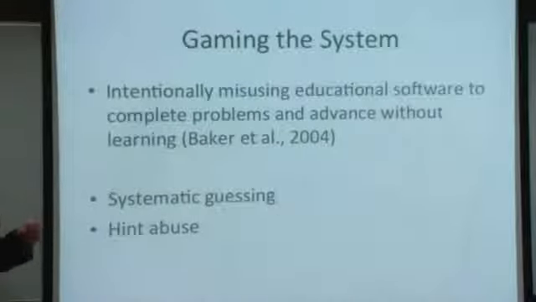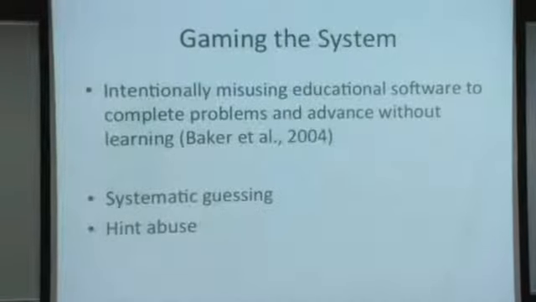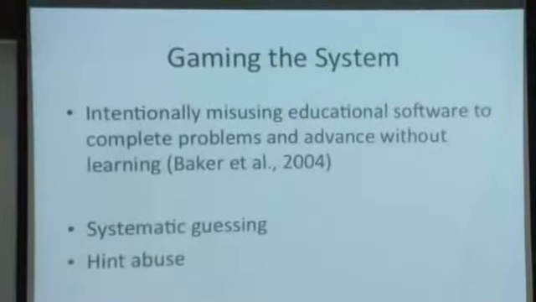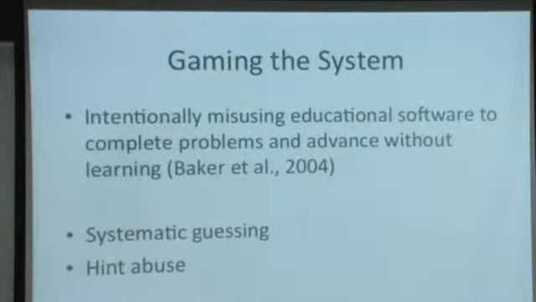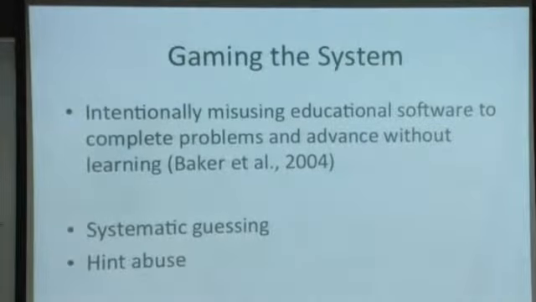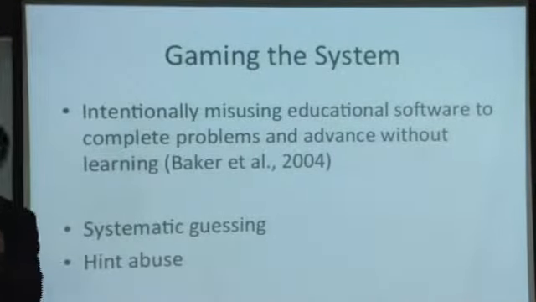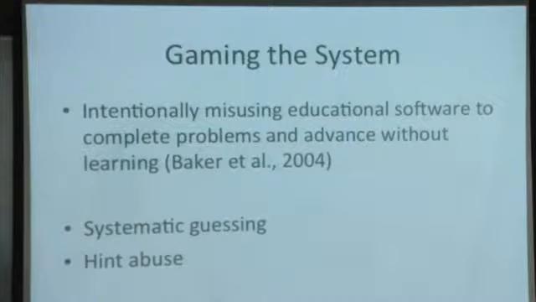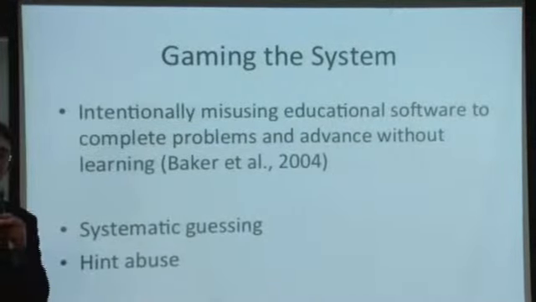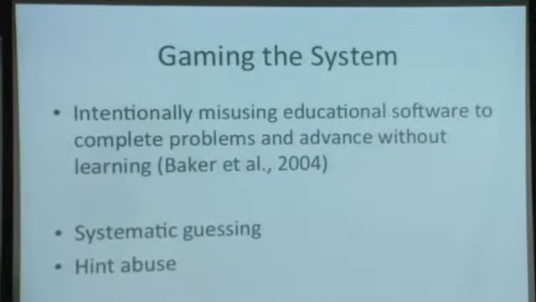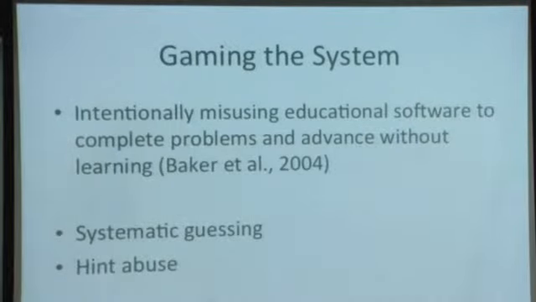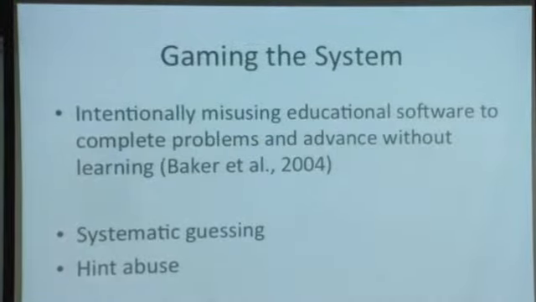Another thing that's a big issue is gaming the system, where a student is intentionally subverting the educational system to try to get through without learning. In an online learning software, that might include systematic guessing. Maybe the student answers 1, and the software says you're wrong. So they try 2, and that's wrong. They try 3, 4, 5, all the way up to 38, and finally the system says, okay, go on, you're fine. A teacher wouldn't let a student try 38 answers, right?